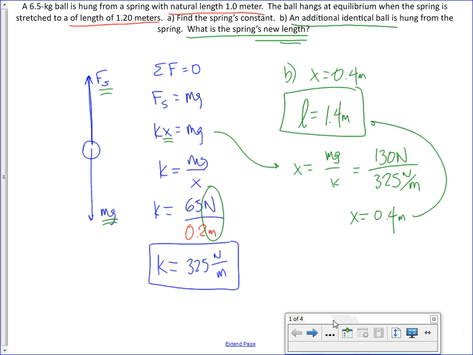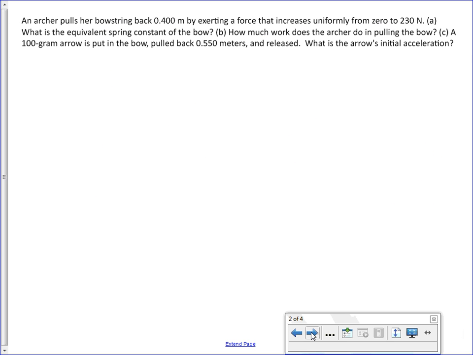Okay. An archer pulls her bowstring back 40 centimeters by exerting a force that increases uniformly from 0 up to 230 newtons. As we hopefully are getting more comfortable with, here's the string. To pull the string a tiny little bit so that the bow does that, that's not a good representation of it, but you know what I mean? To just start pulling it back, it hardly takes any force at all.